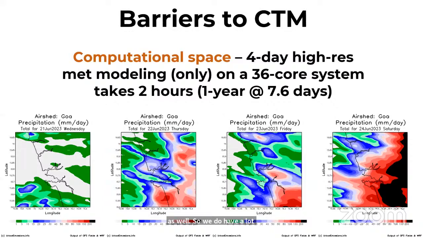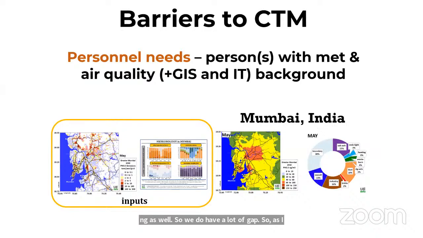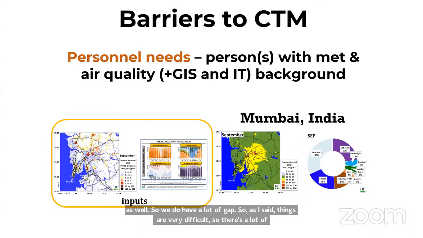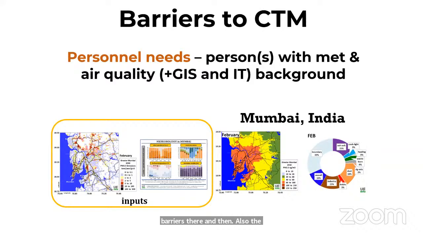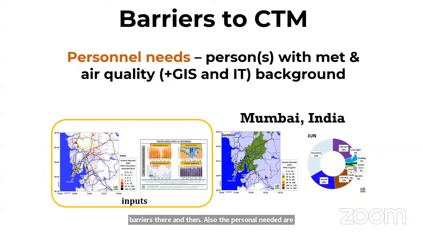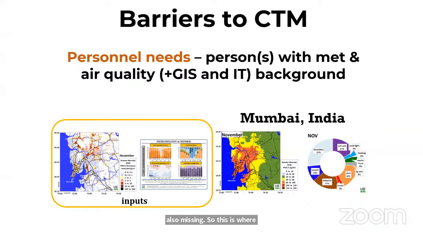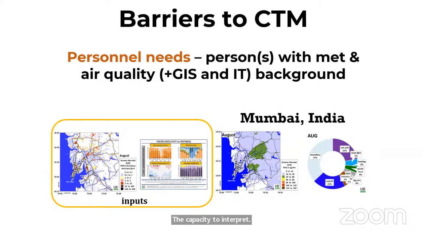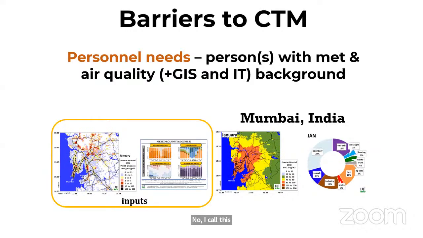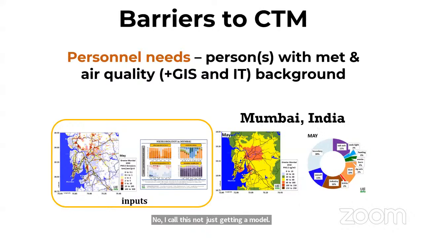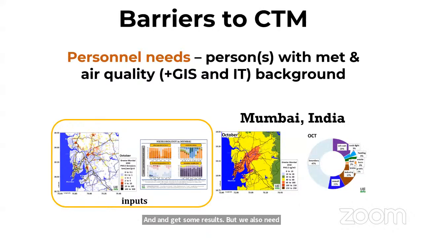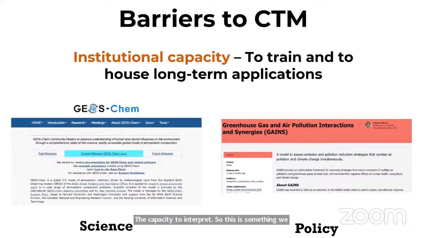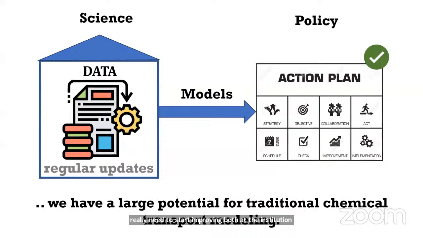As I said, computationally, things are very difficult. So there are a lot of barriers there, and the personnel needed are also missing. This is the point that I made earlier in the second slide on the feeders, the capacity to interpret. I call this not just getting a model, installing it, running it, and getting some results, but we also need the capacity to interpret. This is something we really need to start improving, both at the institutional level and at pretty much all the levels actually.